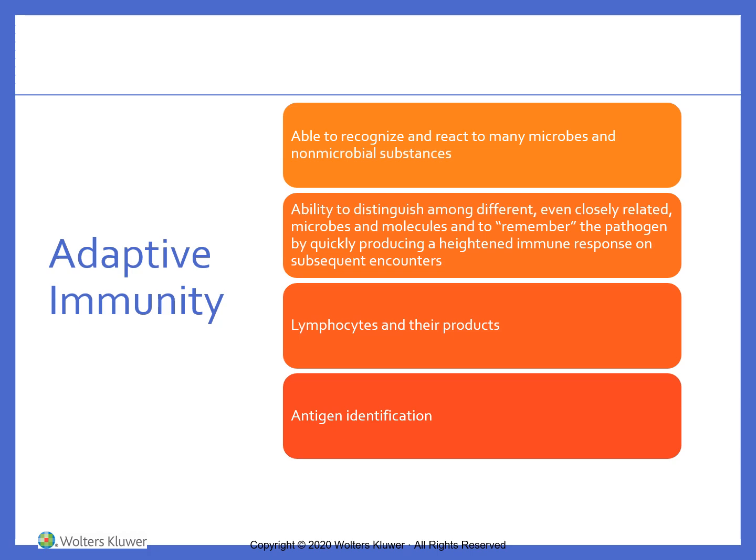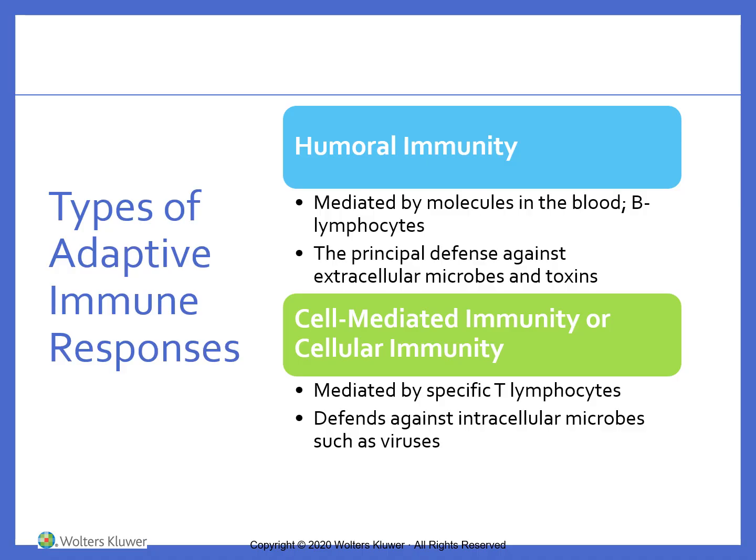Lymphocytes and their products are the primary cells of the adaptive immune system, and the way that they primarily work is through the identification of antigens. There are two different types of adaptive immune responses: humoral immunity and cell-mediated immunity, or cellular immunity.